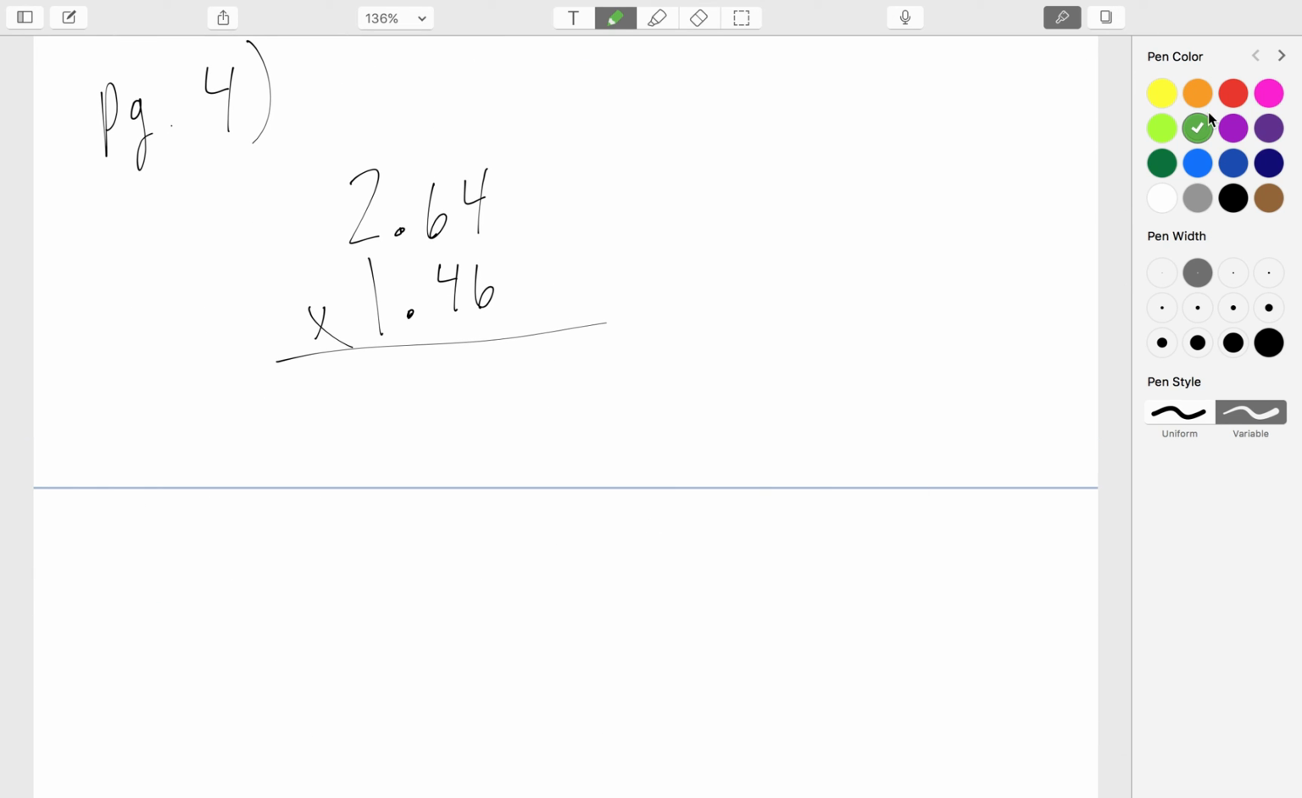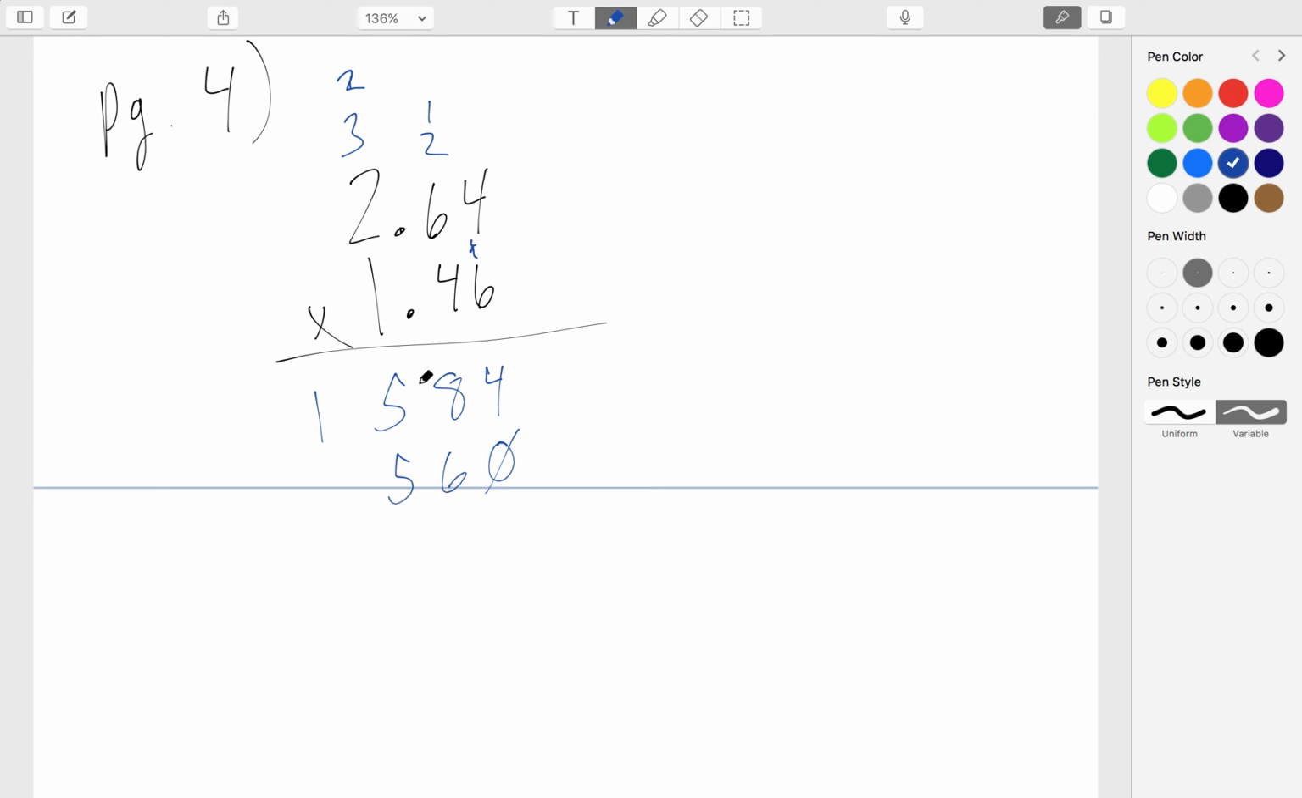For page 4, we're going to multiply. 6 times 4 is 24. 6 times 6 is 36 plus 2, 38. 6 times 2 is 12 plus the 3 is going to be 15. Placeholder. 4 times 4 is 16. 4 times 6 is 24 plus the 1, 25. Oh, 25, so carry your 2.